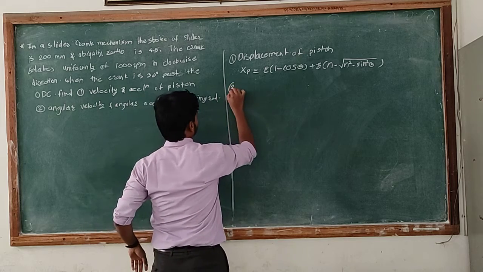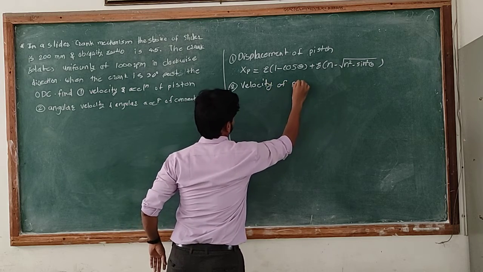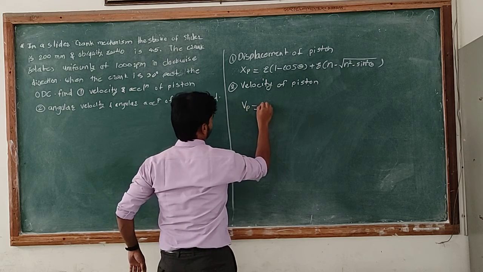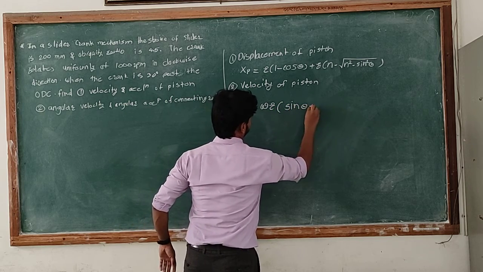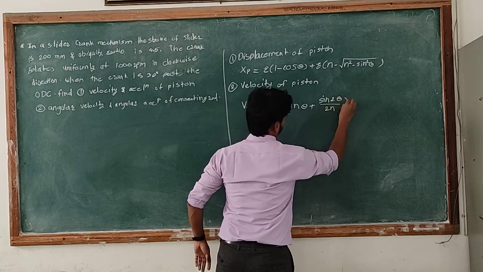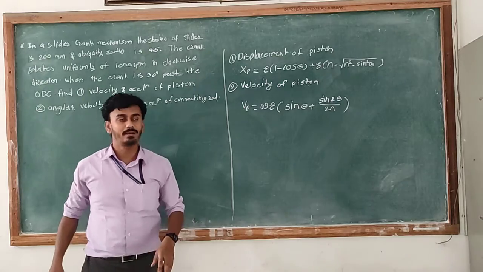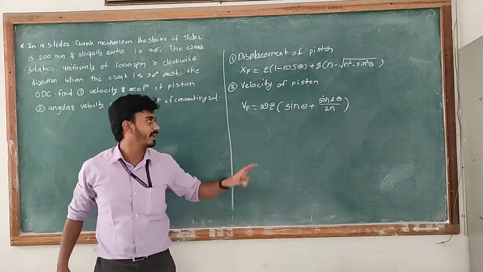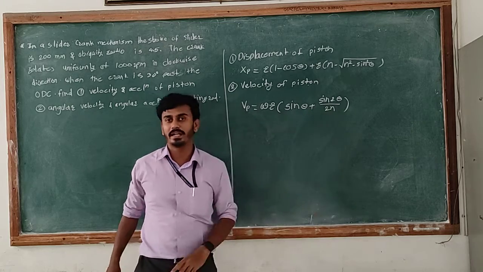Then the second formula is the velocity of the piston, Vp, given by omega into r into (sin theta plus sin 2 theta divided by 2n), where omega is the angular velocity of the crank, r is the length of the crank, theta is the angle, and n is the obliquity ratio.